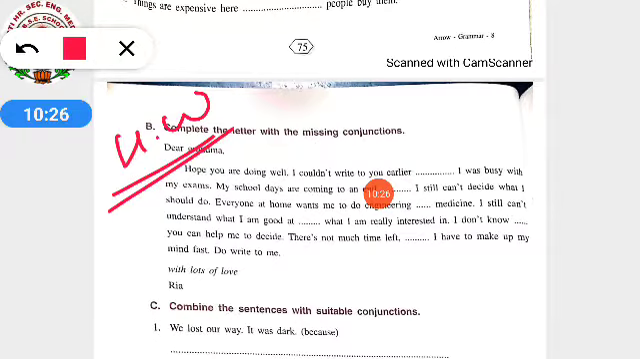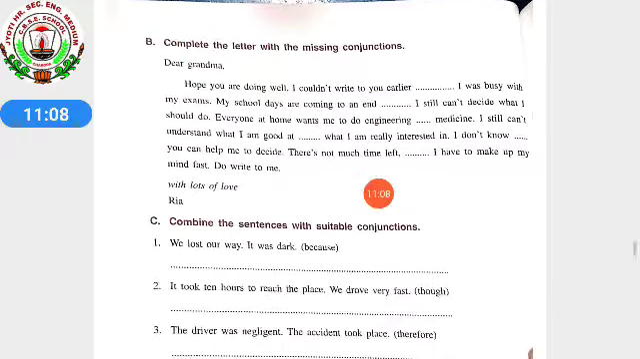Dear Grandma, hope you are doing well. I couldn't write to you earlier, dash, I was busy with my exams. My school days are coming to an end, dash, I still can't decide what I should do. Everyone at home wants me to do engineering, dash, medicine. I still can't understand what I am good at, dash, what I am really interested in. I don't know, dash, you can help me to decide. There's not much time left, dash, I have to make up my mind fast. Do write to me. With lots of love, Ria. So this you have to do as homework.